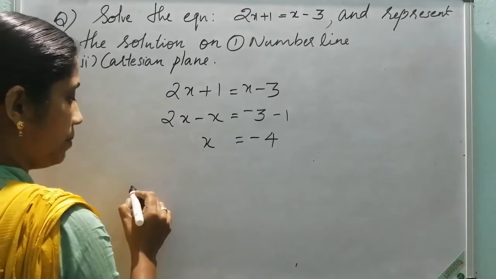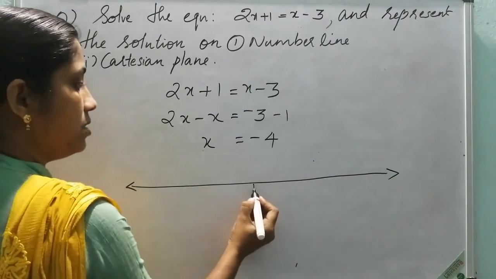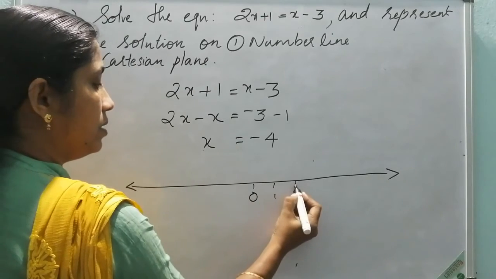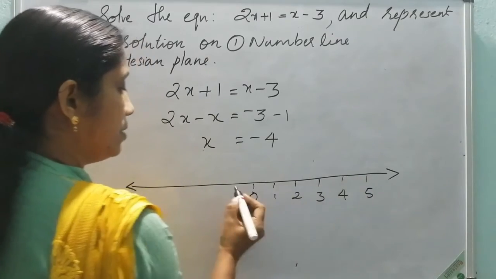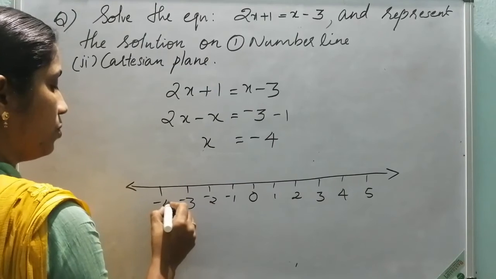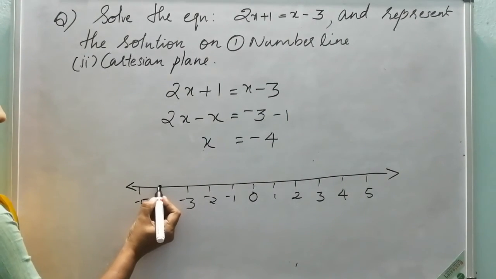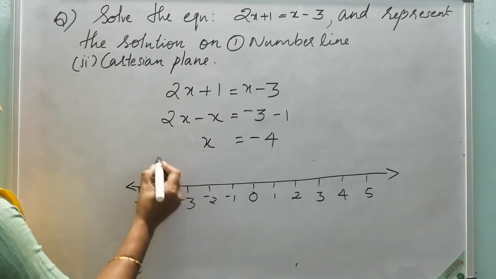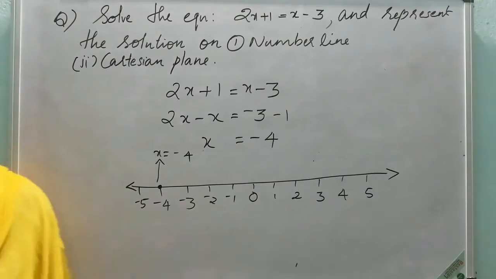So you have to draw a number line: 0, 1, 2, 3, 4, 5, minus 1, minus 2, minus 3, minus 4, minus 5. Then mark x is equal to minus 4 at this point. This is x is equal to minus 4. In this way we mark it on the number line.